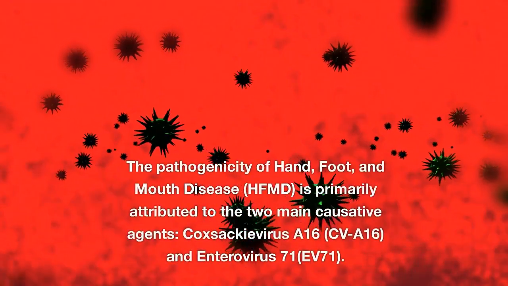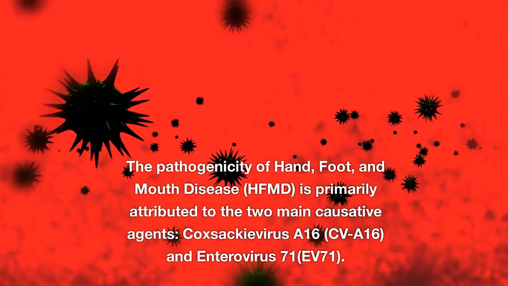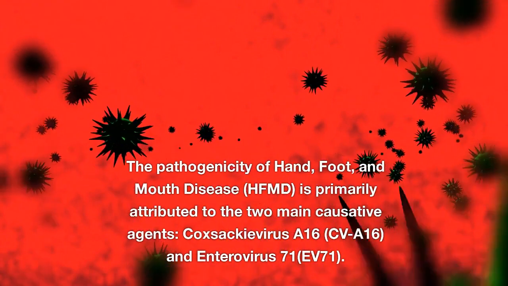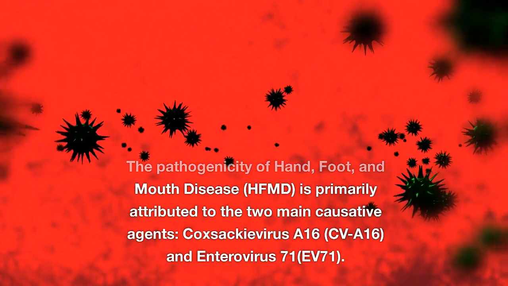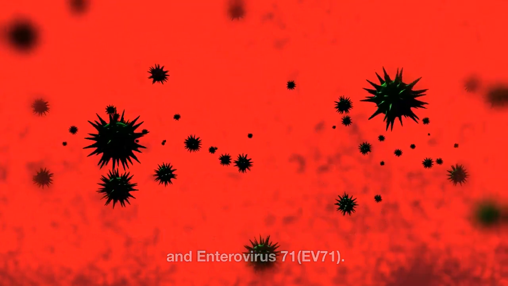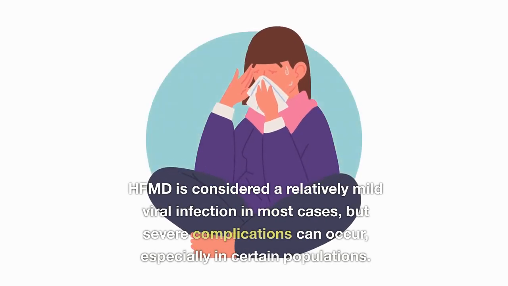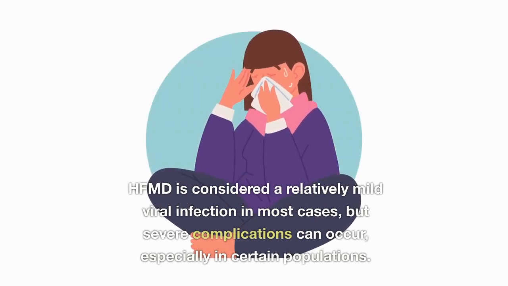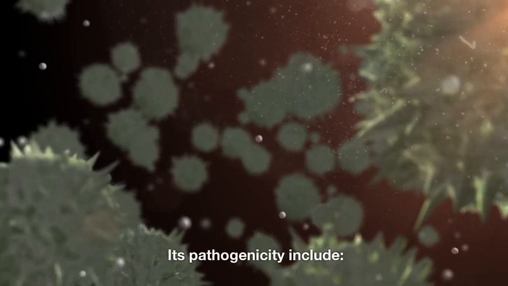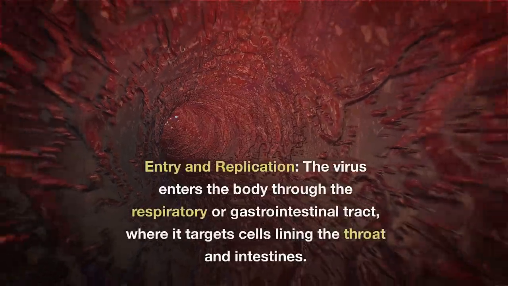The pathogenicity of hand, foot, and mouth disease, HFMD, is primarily attributed to the two main causative agents, Coxsackievirus A16, CVA16, and Enterovirus 71, EV71. HFMD is considered a relatively mild viral infection in most cases, but severe complications can occur, especially in certain populations. Its pathogenicity include entry and replication.